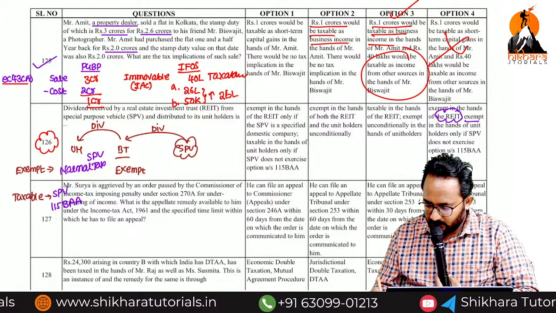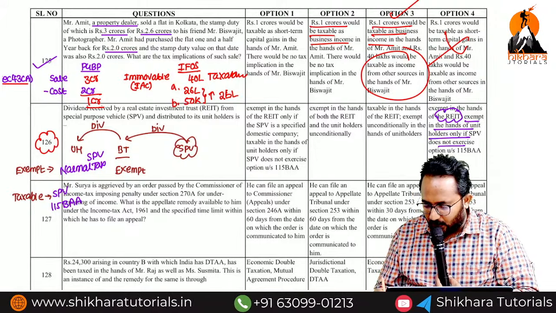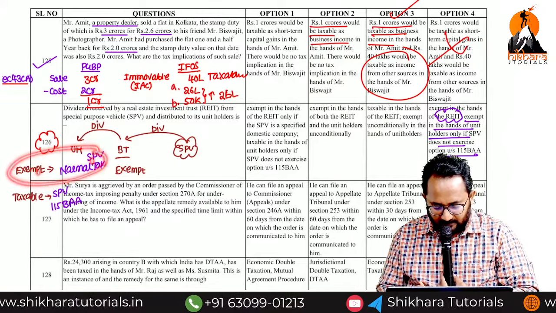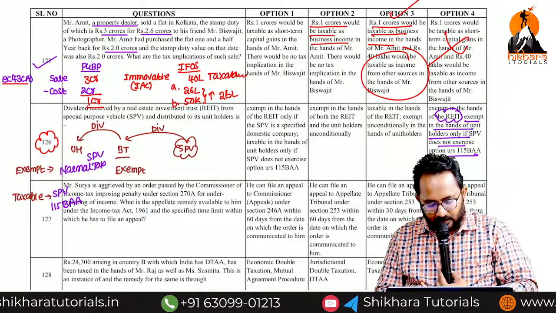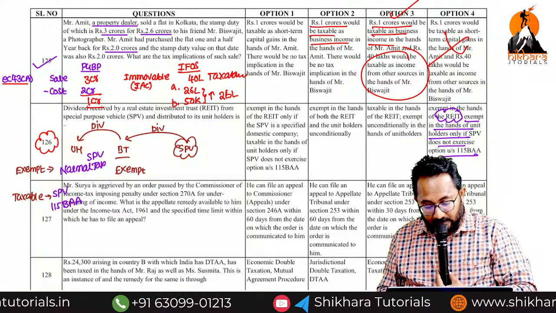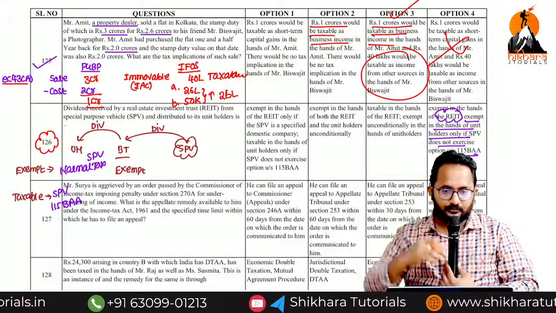Exempt only if they have not opted for 115BAA. 115BAA not opted means normal, exempt. In the hands of whom? Unit holders. If the SPV opted for 115BAA, in the hands of unit holders that is taxable.